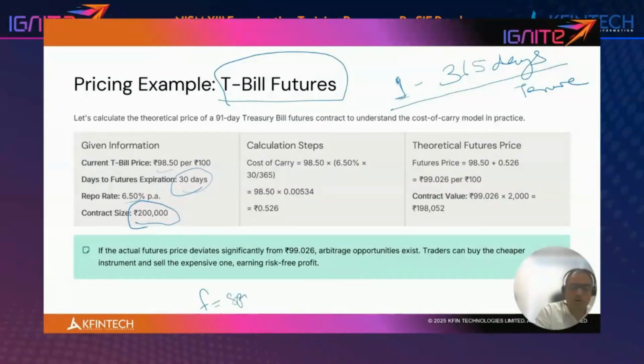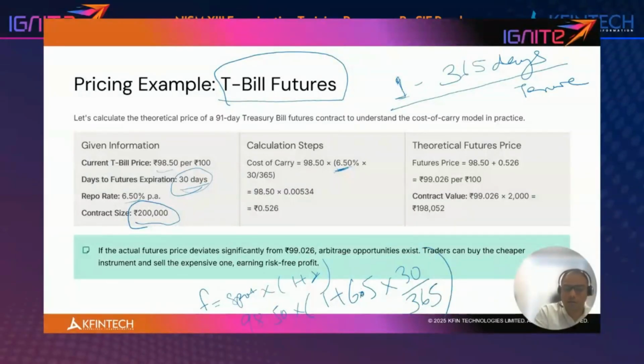Futures is equal to spot into 1 plus R. Let's understand. Spot is 98.5. So 98.5 into 1 plus R. R is 6.5. But this 6.5 is for the entire year. But the contract is only for 30 days. So I will divide it by 365 so that I get it only for 30 days. Once I do this, I get the value of 0.526. Now this 0.526 will get added to the price and I will arrive at the futures price, 99.026.